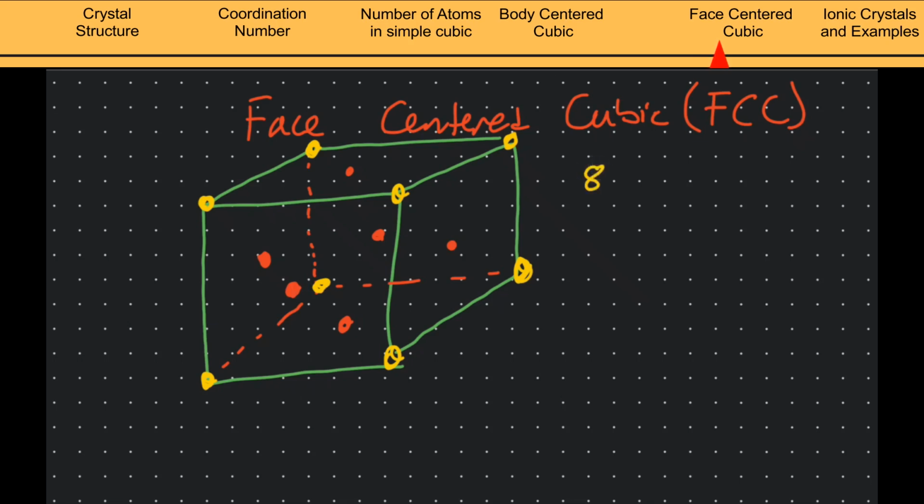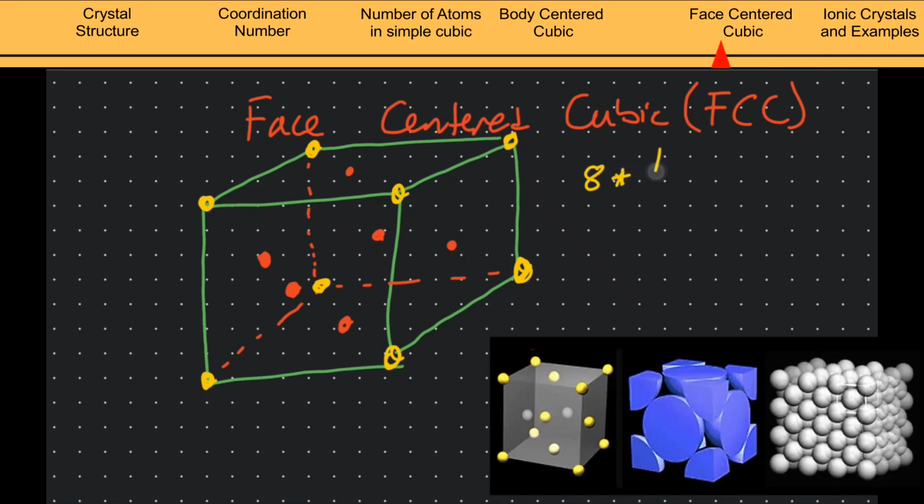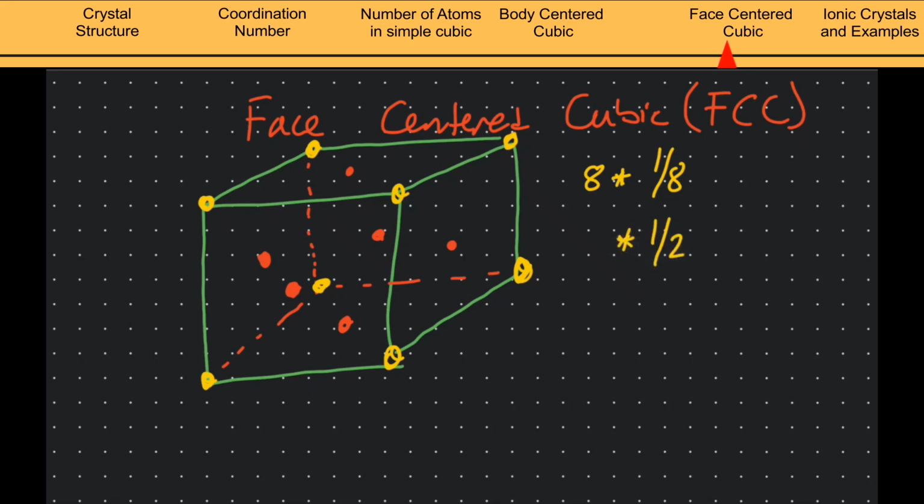So we have again 8 corner atoms, and we have 1 over 8 of them. In each face we have half of the atom, and we have 6 faces in the cube, right? So we have 3 atoms here, and we have 1 atom that comes from the corners. This is the corners, and this comes from the faces. And the number of atoms in FCC structure is 4.